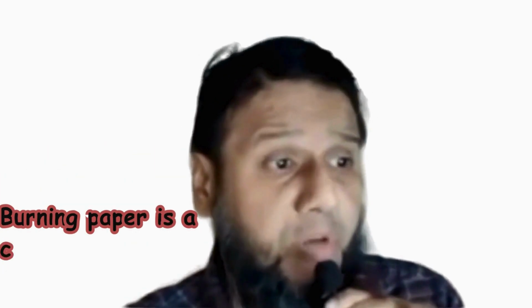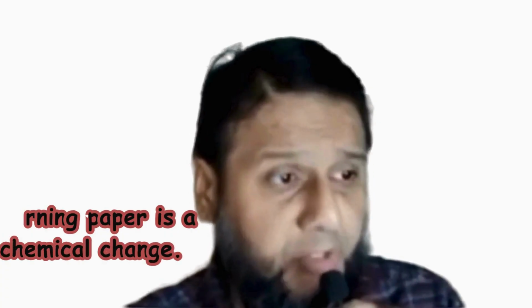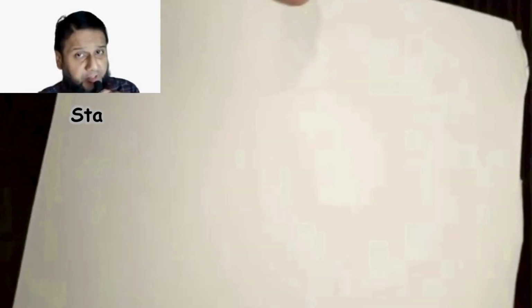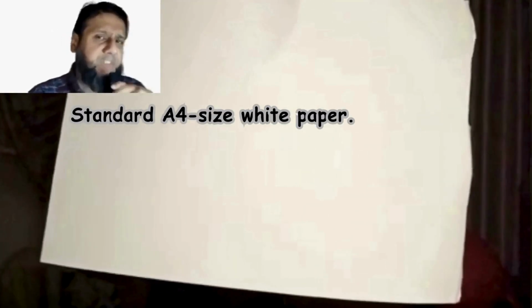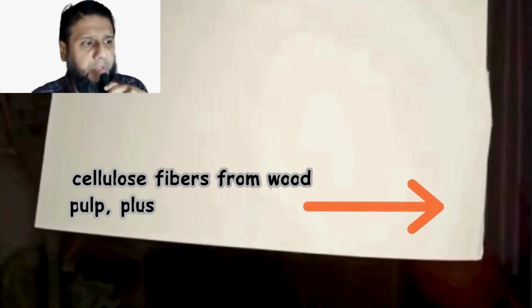Now I'm going to perform a practical demonstration to show physical and chemical changes. This is a standard A4 size white paper. It is made primarily of cellulose fibers from wood plus additives. I'm not going to talk about the details of the chemical composition of the paper, as we are looking at some basic differences between physical and chemical changes.